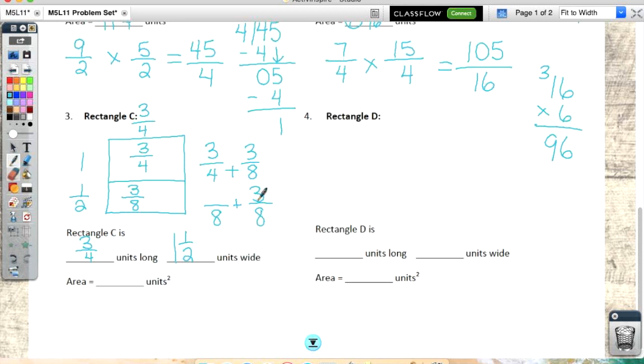Okay, so write this down, please. So I've got 3/8 gets to stay the same. What about 4? 4 times what equals 8? 2. So 3 times 2 equals 6. So what's 6 plus 3? 9. So that's 9/8. 1 and 1/8.